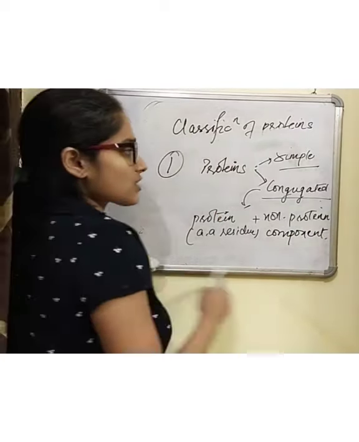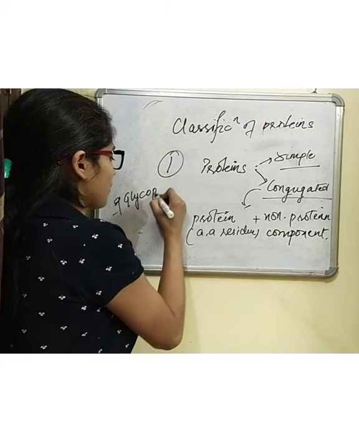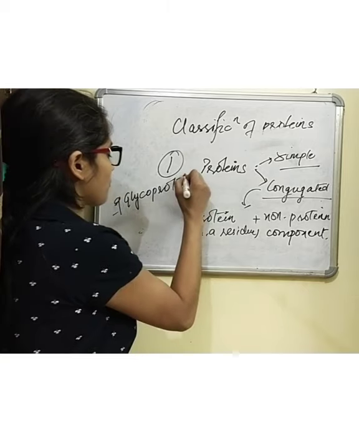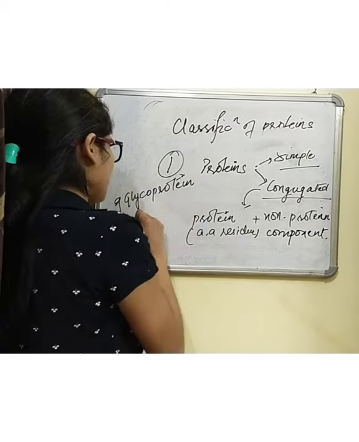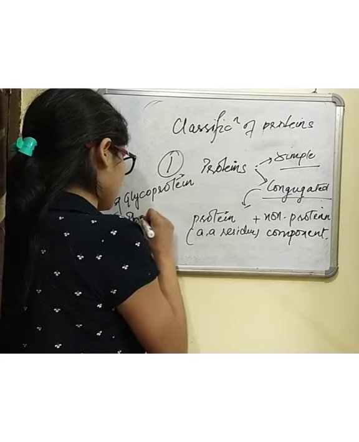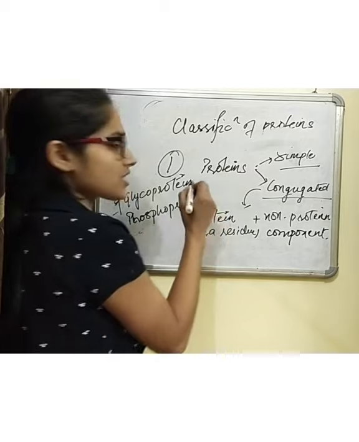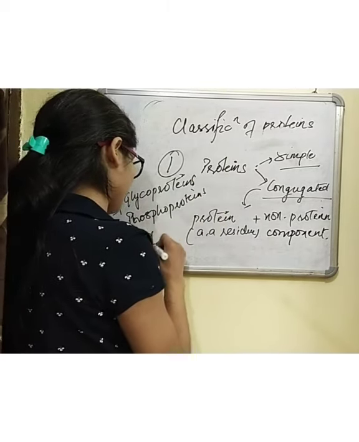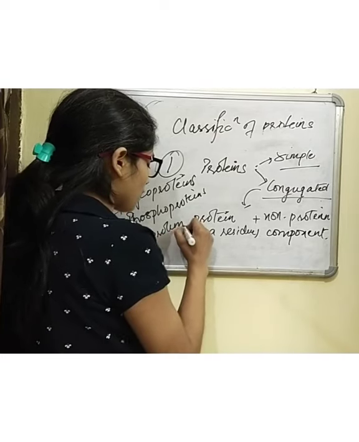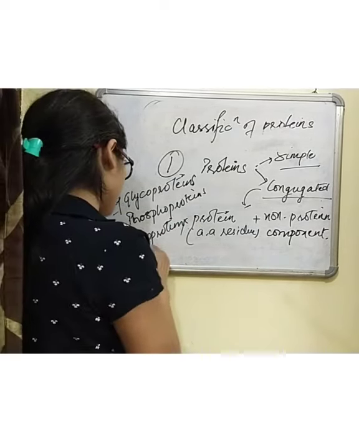Okay, so examples of these conjugated proteins are glycoproteins, where the non-protein component is carbohydrates. Then there are phosphoproteins, where the non-protein component is phosphate groups. Then there are lipoproteins, where the non-protein components are lipid molecules, and metalloproteins.